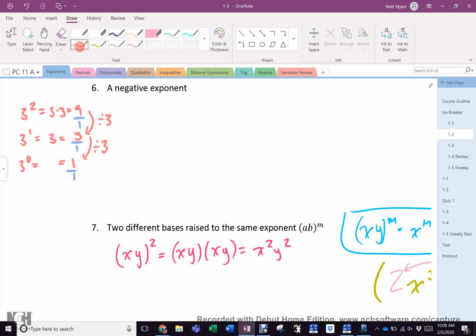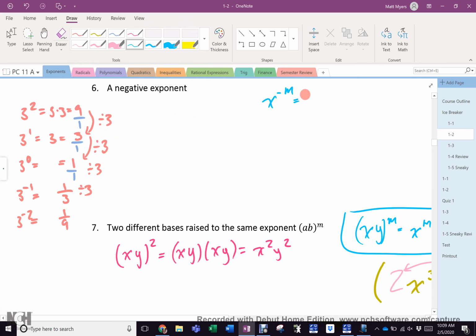So logically, the next step is 3 to the negative 1. Logically, I would take 1 and I would divide by 3, and I get 1/3. Right? And then, logically, 3 to the negative 2, I divide that by 3, and I get 1/9. And you should be seeing the pattern. 3 squared is 9 over 1. 3 to the negative 2 is 1 over 9. It's just a reciprocal, which should be enough, right? Everybody should be okay with that, because I go over here and I draw this law, and everybody's cool with it. X to the negative m equals 1 over x to the positive m.